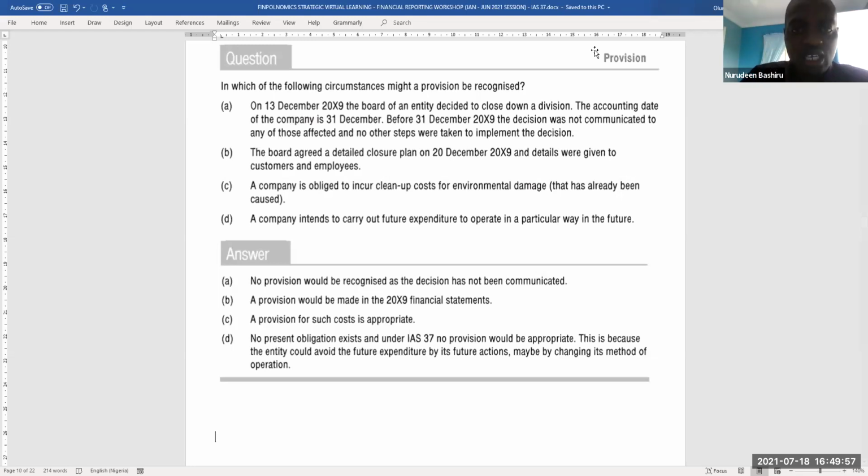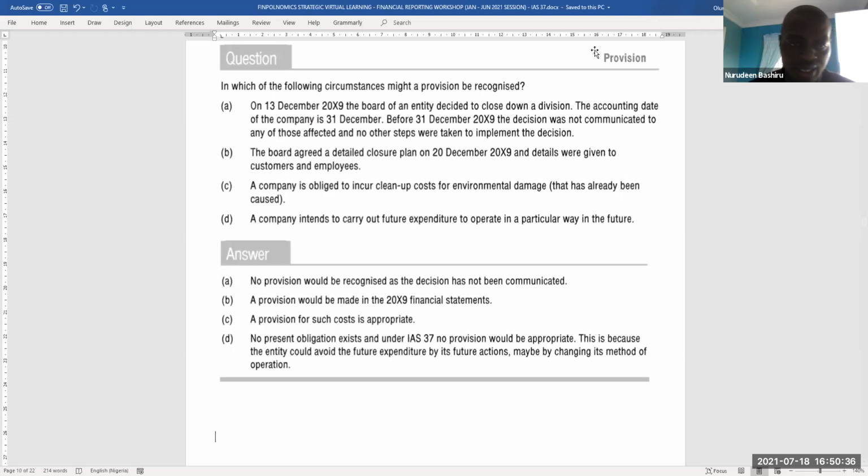In which of the following circumstances might a provision be recognized? A. On 31st December 2023, the board of an entity decided to close down a division. The accounting date of the company is 31st December. Before 31st December 2009, the decision was not communicated to any of those affected and no other steps were taken to implement the decision. Solution. No provision would be recognized as the decision has not been communicated.